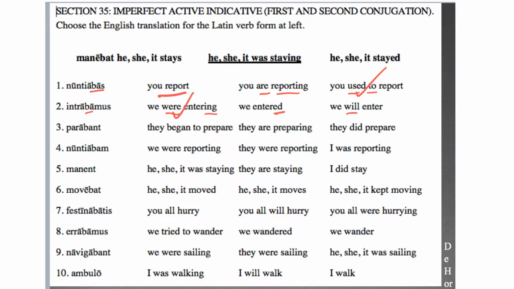All right, as I said, most will be imperfect, but if you look at number 5, there is no BA in number 5, right? Just straight old manent. So "was staying" is the imperfect, but manent is not an imperfect form, so that's not correct. "Did stay" is another past tense, so again, that's not correct. So "they are staying," that's present tense because there is no BA. It is just that straight present tense. That is going to be correct. All right, I'll leave the rest for you to do.